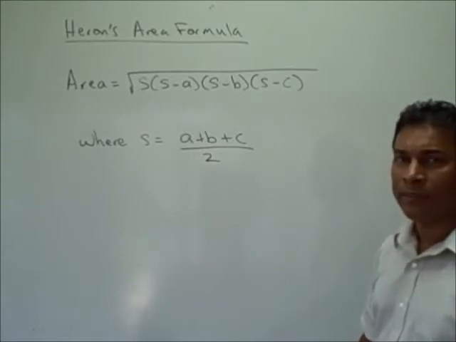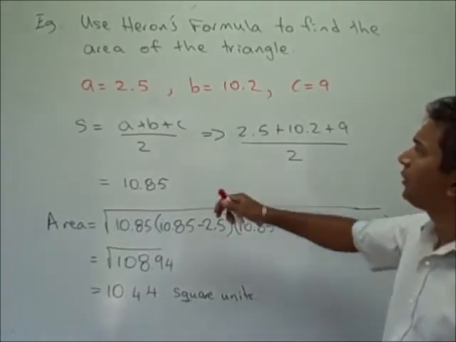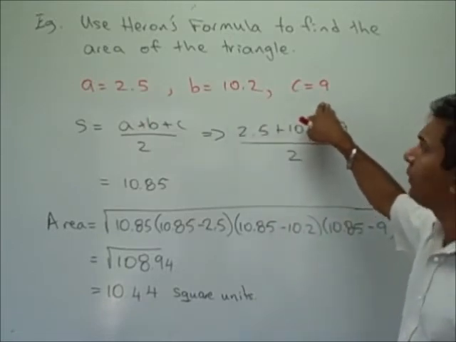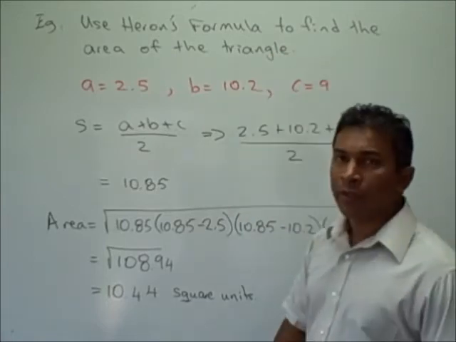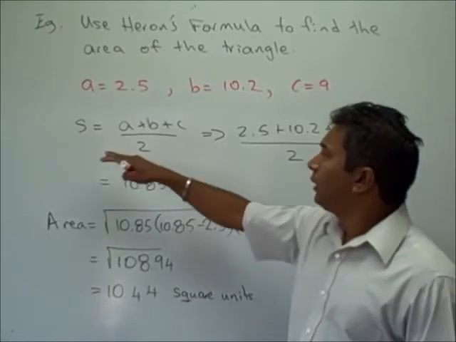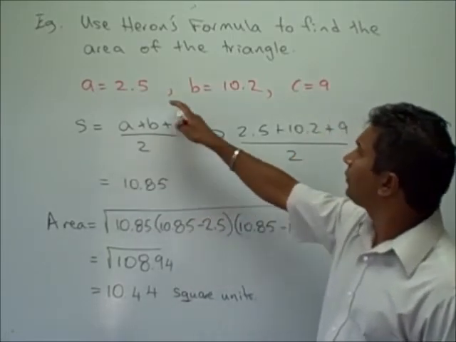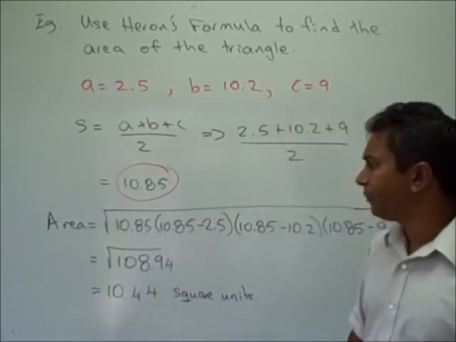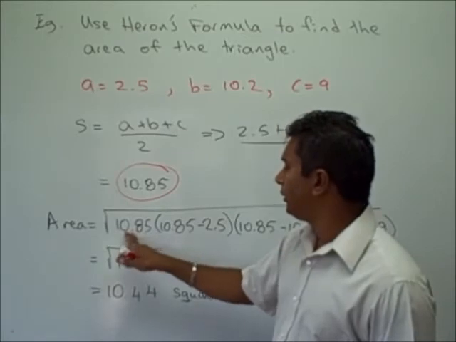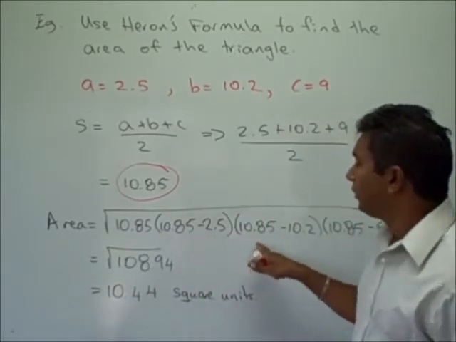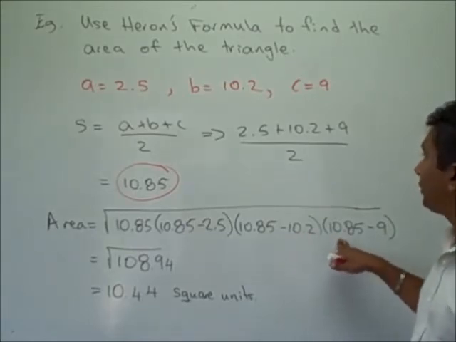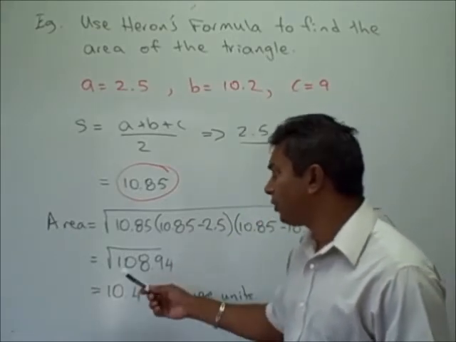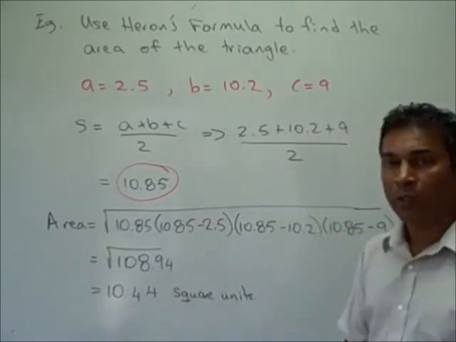Now let's look at an example. So here we're given the three sides of a triangle, one side being 2.5, the second side being 10.2, and our third side is 9. And we're asked to find the area using Heron's formula. So the first thing we need to do is find S, which is half the perimeter. To find S, we add the three sides A plus B plus C, and we divide by 2. So S comes out to be 10.85. We know from Heron's formula that it's S times S minus A, which is 2.5, times S minus B, which is 10.2, times S minus C, which is 9. Now this simplifies to give us 108.94. Taking the square root of that gives us the area of our triangle, which is approximately 10.44 square units.